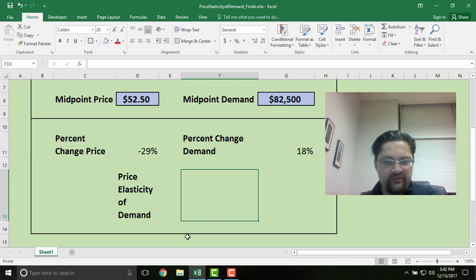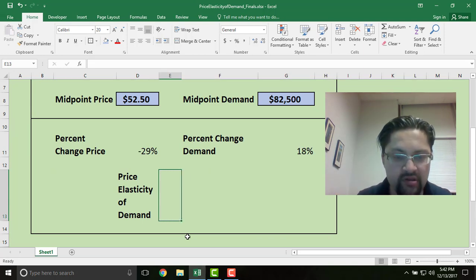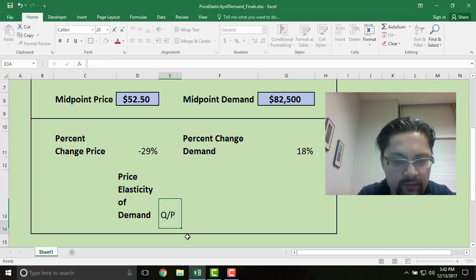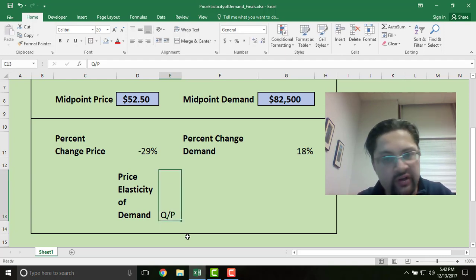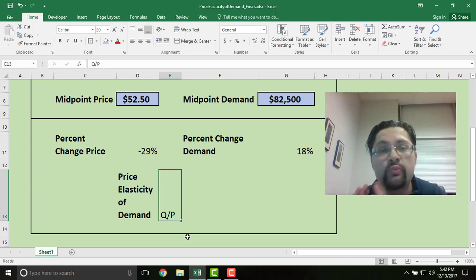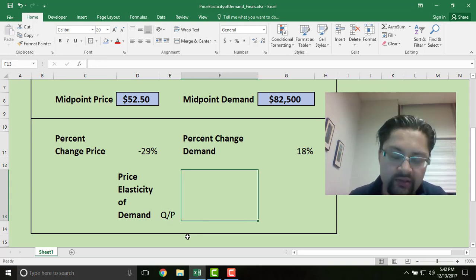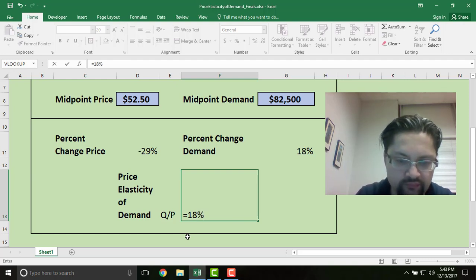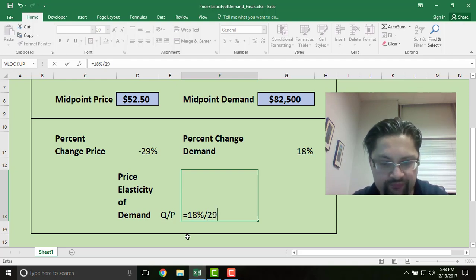Okay, so here's where we're going to go with this calculation. Remember that it's quantity over price. Okay, so Q over P. It's not P over Q. When they used to tell you in English class, mind your P's and Q's, that's not what we're doing here. We're doing Q over P. All right. So here we go. We're going to take that 18%, divided by the 29%, okay?